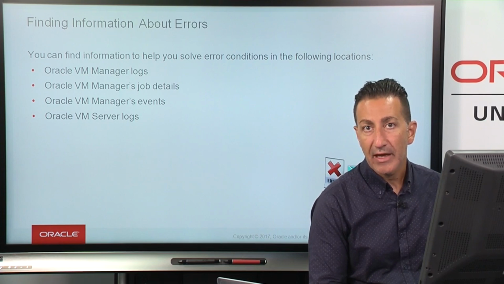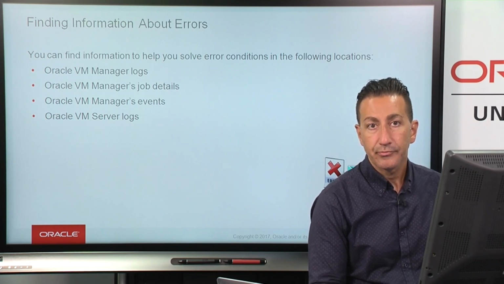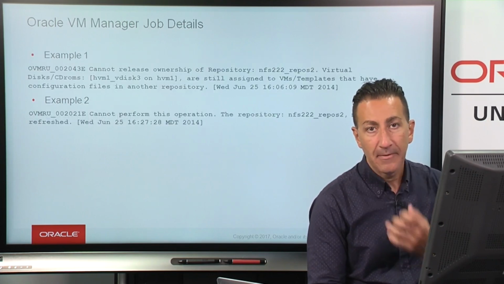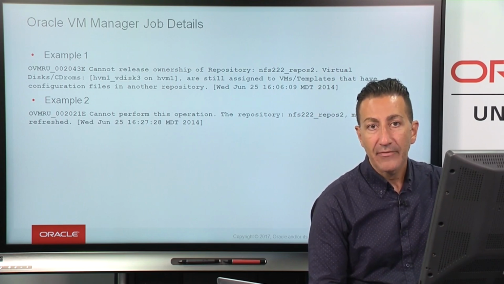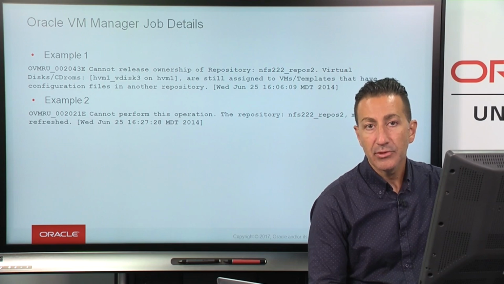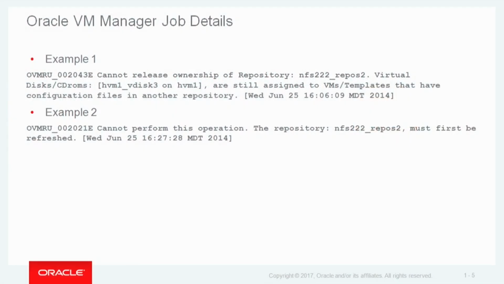In addition to this, you have problems or issues with the virtual machines that the server is managing, is controlling, and so on. First of all, what about the Oracle VM Manager job details? We have here those two examples. Basically, for the job details, as you know, you have the option with the Oracle VM Manager web interface, the user interface.